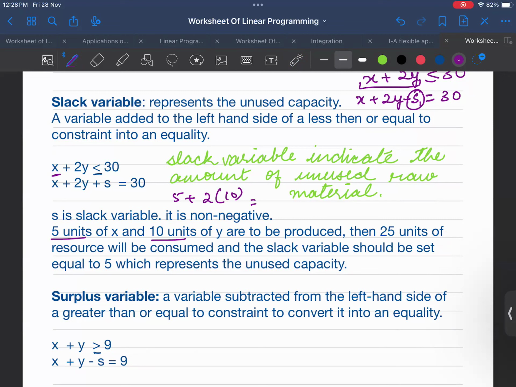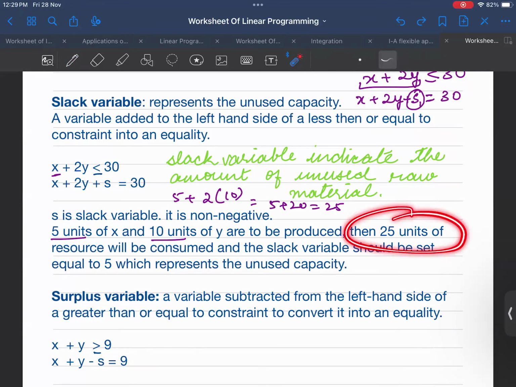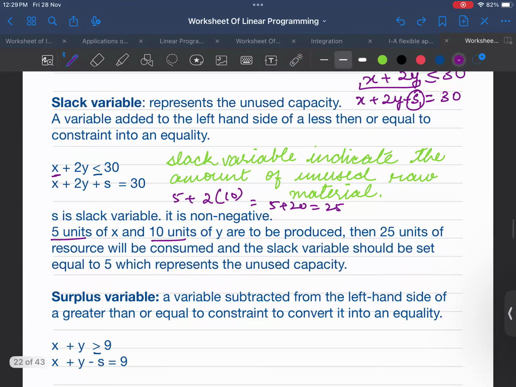It means we have utilized 25 units. 25 units of the resources will be consumed, and the slack variable should be set equal to 5, which represents unused capacity. Total capacity was 30, right? So S would be 5 in that case. I think it's clear a little bit. How much is the unused capacity? You can say it's a 5. That's a slack variable.